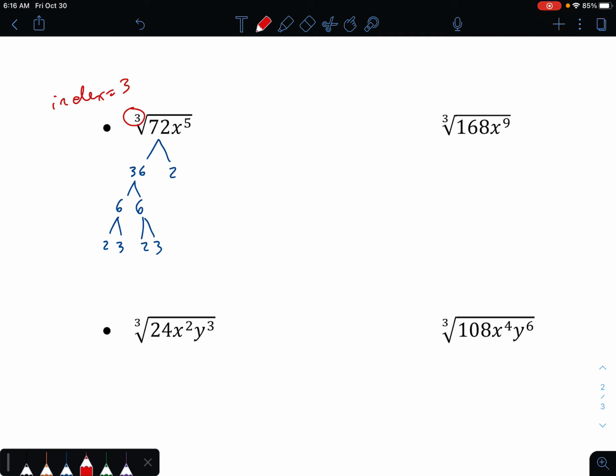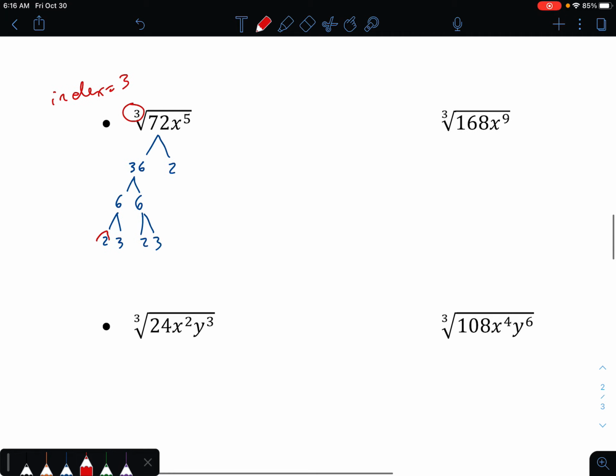My index is 3, which means that I'm looking for 3 numbers that are the same. So a 2, another 2, and another 2. There are 3 twos there, so my cube root would take that out. In essence, inside the 72 is a 2 times 2 times 2, which is an 8. So I could technically split up this 72 as 8 times 9. The 8 would be cube rooted out as a 2, and then the 9 would stay in.